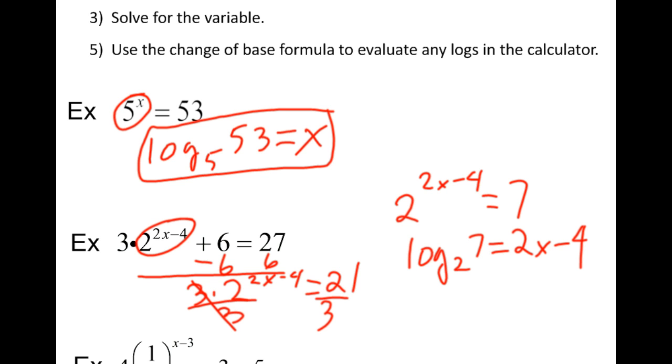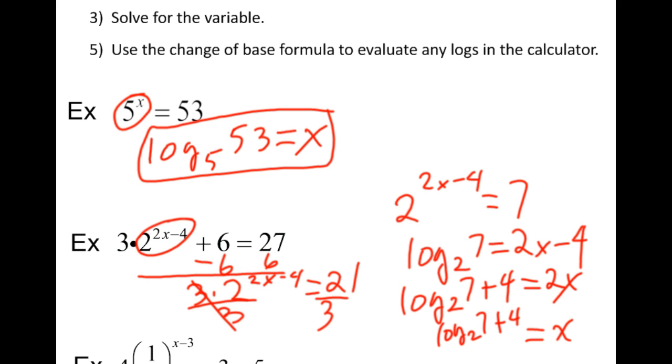Add the 4 across, so I get log base 2 of 7 plus 4. Now notice this plus 4 is not part of the log, right? The log stops at the 7, and that equals 2x. What's the last thing I do? Divide by 2. So I get x equals log base 2 of 7 plus 4, all over 2. And again, this is called calculator ready form.